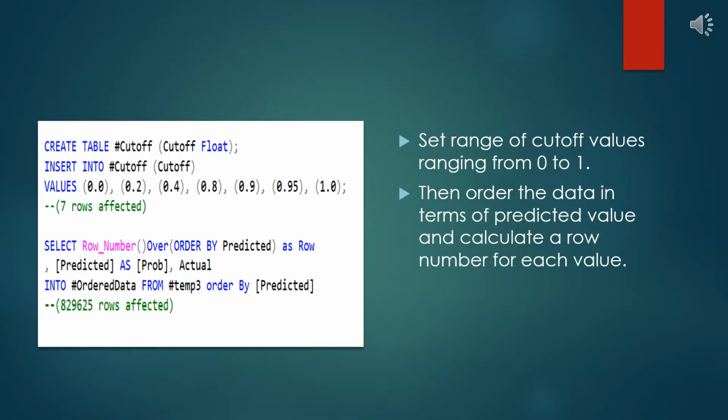So the first step will be to set a range of cutoff values ranging from 0 to 1. These are the rows that you'll need for the area under the curve. Then you'll have to order the data in terms of predicted value and calculate a row number for each value. This is shown here on the code on the left, and you should again get the results in green as well.